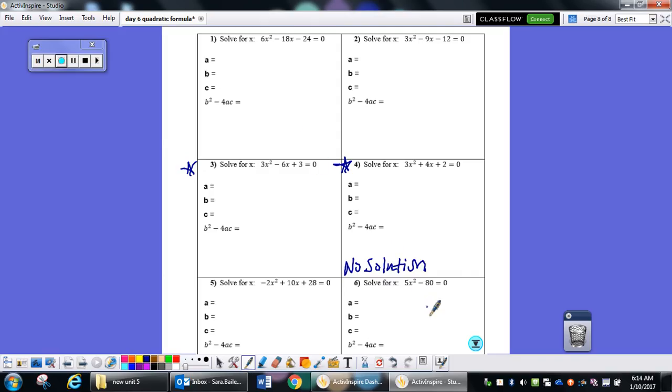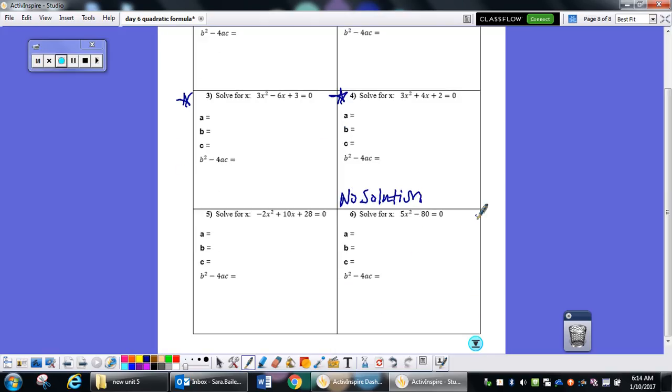All right, and then I will go through number 6 with you. Looking at your numbers, you have 5, and there's no number in front of the x, which means the b term is 0. And your c term is negative 80. Now if we do b squared minus 4 times 5 times negative 80, we get 1,600.